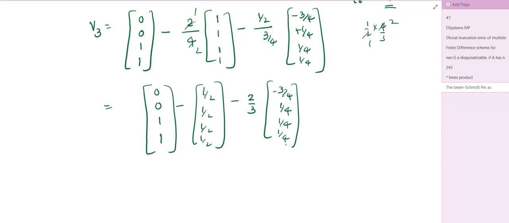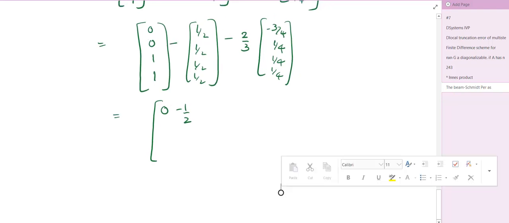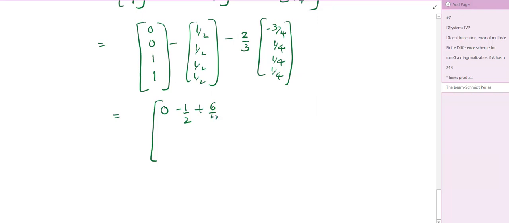Finally you'll be getting here 0 minus 1 by 2 plus 6 by 12. This is 0 minus 1 by 2 minus 2 by 12. So here it is 1 minus 1 by 2 minus 2 by 12. So you can calculate it further.